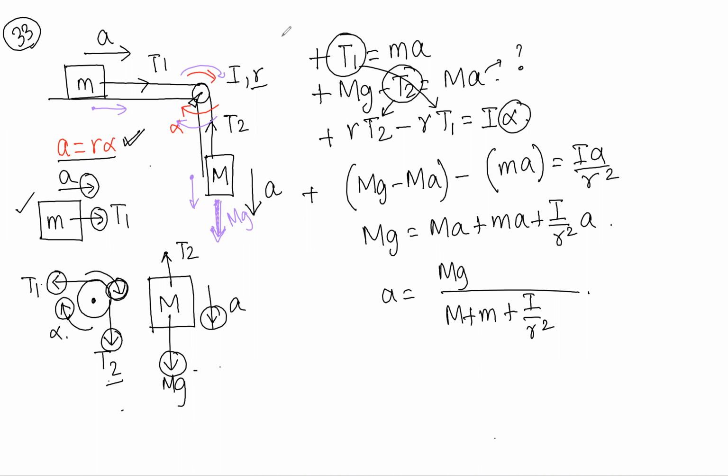ठीक है, ये तुम्हारा क्वेश्चन नंबर 33 है. Now go to question number 34. A string is wrapped around a wheel, ठीक है, and it is passing through a light pulley. So what is a light pulley? A light pulley has no mass and no moment of inertia. So its rotation is not going to be used in the problem. You're not going to use the rotation of a light pulley in your problem.